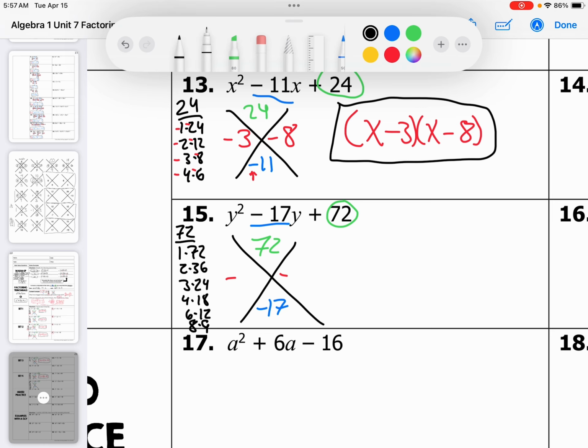Again, these are both going to have to be negative, so all of these numbers would be negative. But the ones that would give me negative 17 are going to be negative 8 and negative 9. So that'll give me the factors y minus 8 and y minus 9.